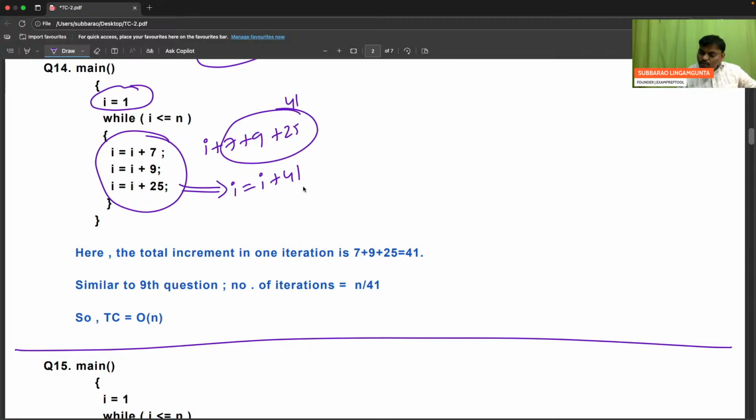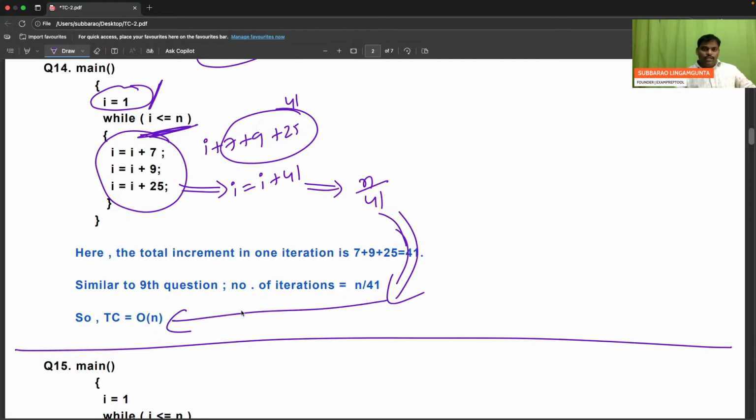So every time you are incrementing by 41, and remember you started with a small number. 41, 41, 41, increasing. At some point the condition becomes false and the loop fails. So the answer is n by 41. Time complexity of this program is n by 41, which is nothing but order of n. Fine, 14 is done.